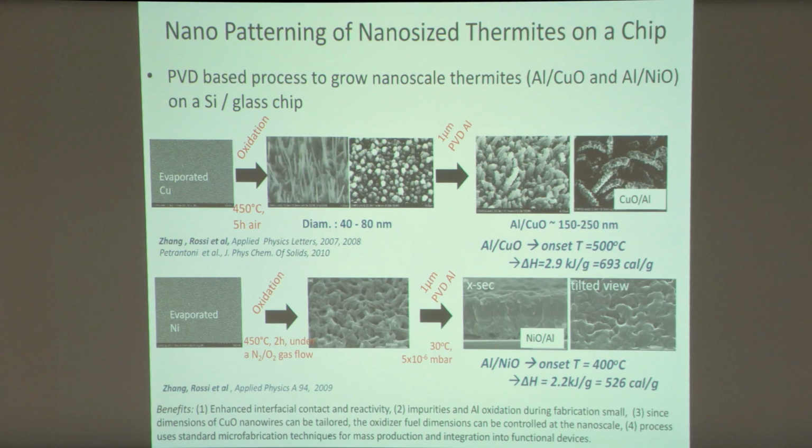Another example of putting intermetallic together, again, an example of aluminum copper oxide and an aluminum nickel oxide using a physical vapor deposition technique. So initially on a silica wafer, copper is deposited, as shown here. The copper is then oxidized to form basically copper oxide nanorods off of the surface, that have diameters of 40 to 80 nanometers. And then a physical vapor deposition of aluminum is used to coat those nanowires, okay?